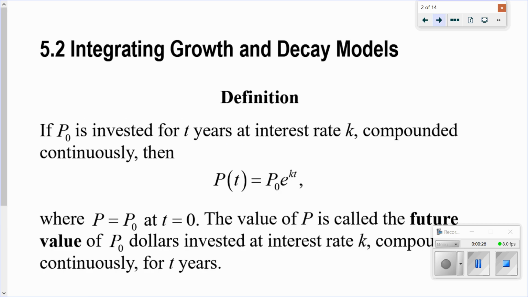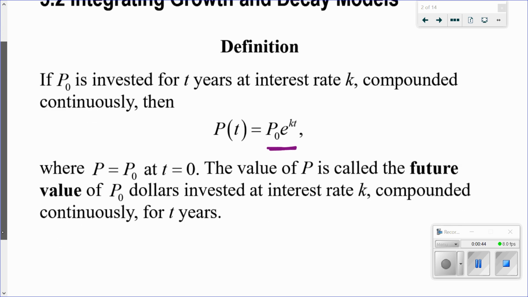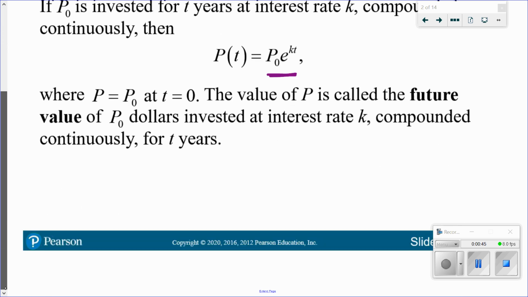Okay, so let's start here. Remember, this is the growth formula, P sub 0, that was our initial deposit, times e raised to the kt, where k was our interest rate and t is in years.